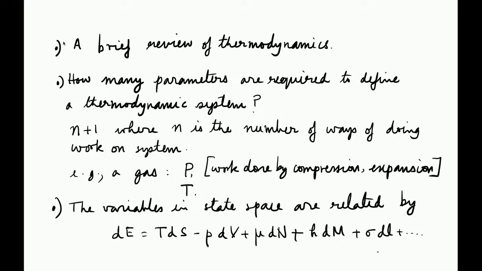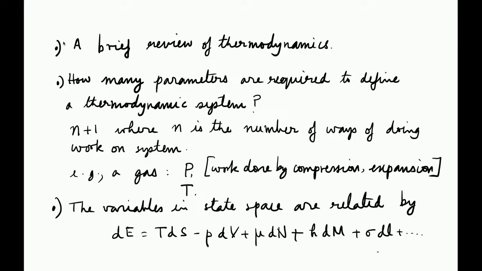parameters, where n is the number of ways of doing work on the system. For example, for a gas, the way of doing work is through compression or expansion. So that corresponds to pressure or volume. And temperature is another way of supplying, let's say, heat to the system. Okay, 2.